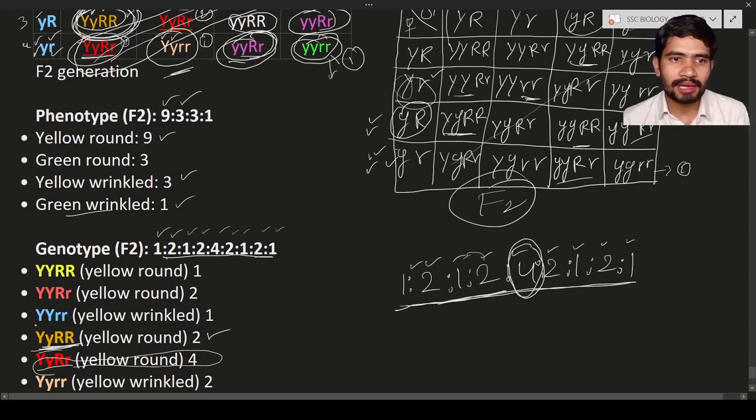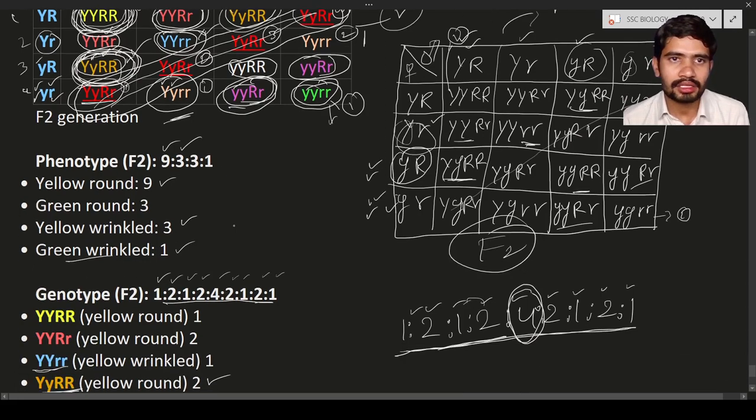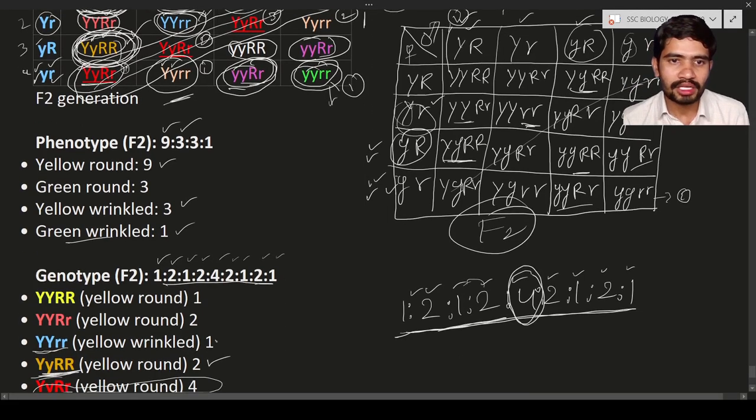So next come to the next one, that is the blue one. So come to the middle. Okay, between this one and this one, come to this. Okay, that is capital Y, small r. So how many are there? Only 1. We have highlighted with blue. Only 1. So we have written 1.